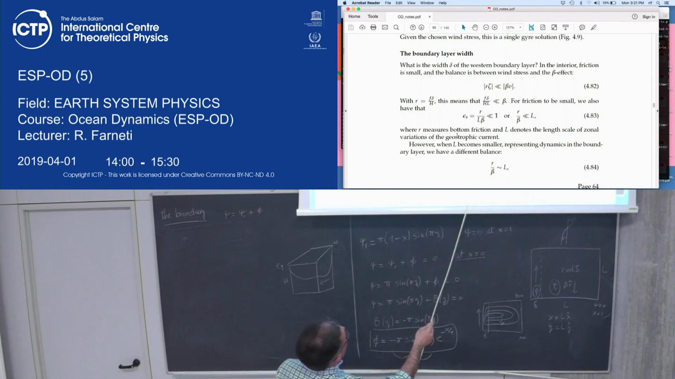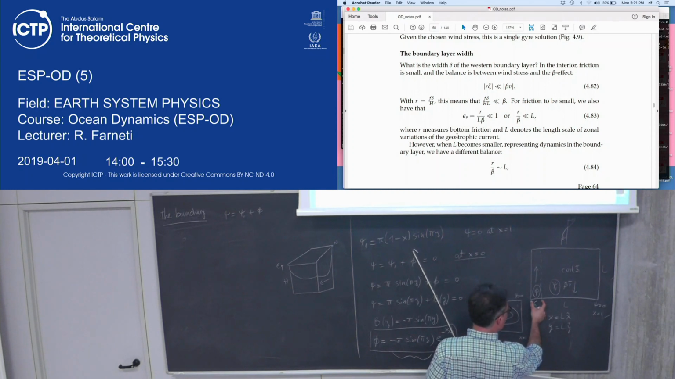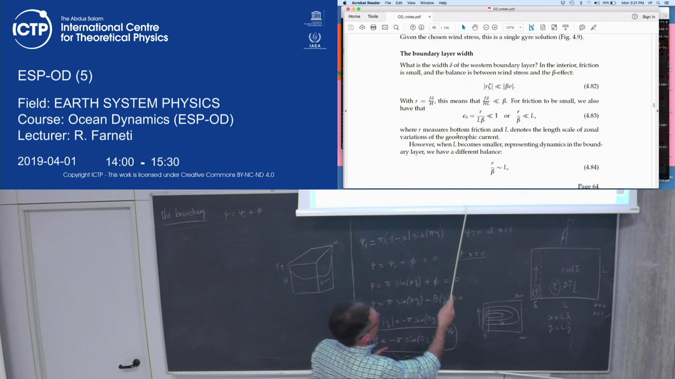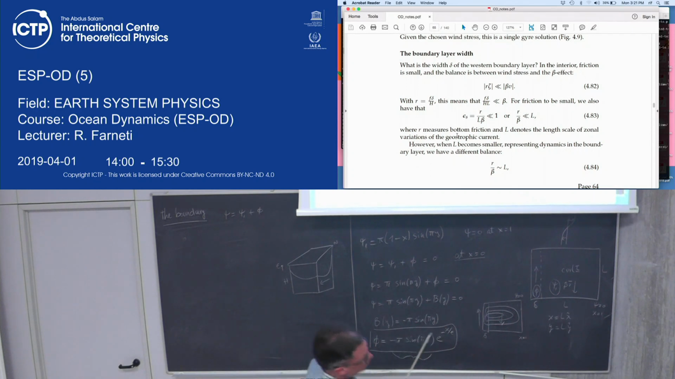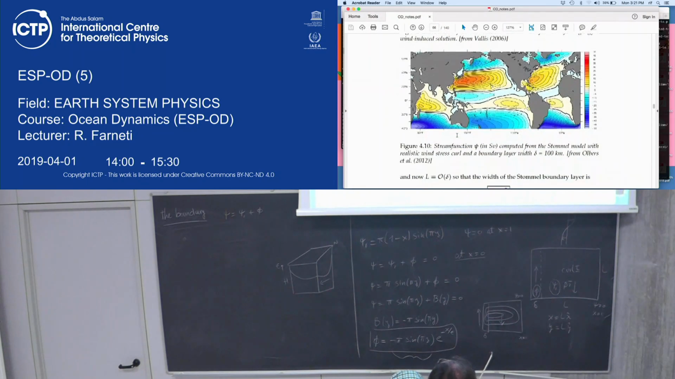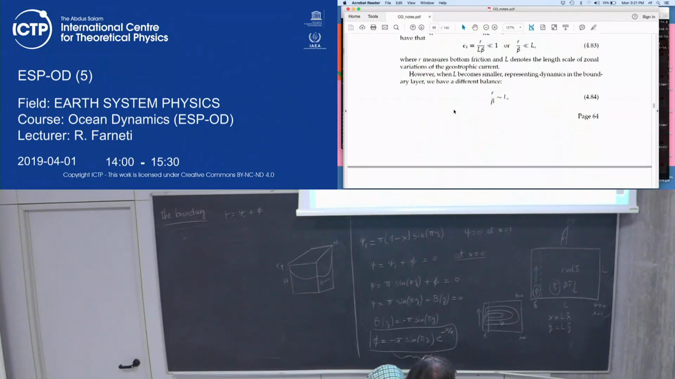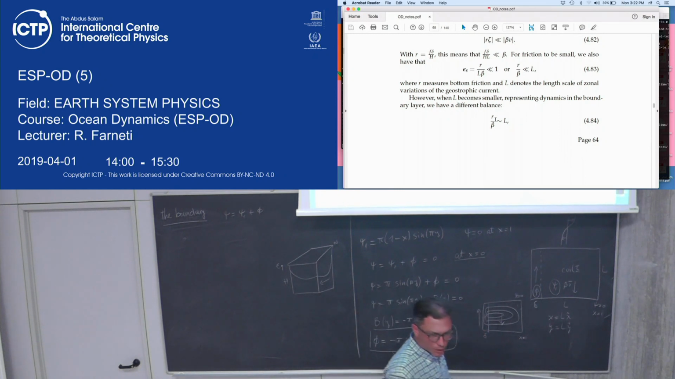But when L becomes smaller, and now you're in the boundary layer, so now the horizontal scale of the motion is small, and so you are within the boundary layer, then R over beta is similar to L. Now you're considering horizontal motions that have small horizontal scales. So for example, you're here, and here you cannot say that L is much larger than friction. It's actually comparable. Okay. And so in that case, L is now the width of the boundary layer, and so delta is R over beta. Okay. So this R over beta is actually the width of the boundary layer. And it makes sense that the boundary layer is a function of friction. Right? The larger the friction, the larger the width.